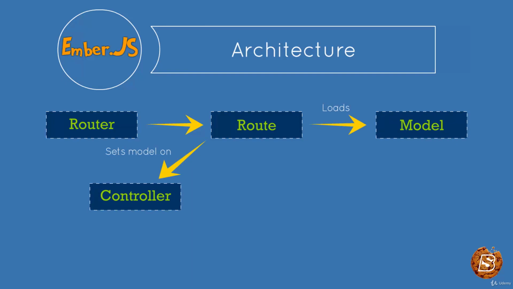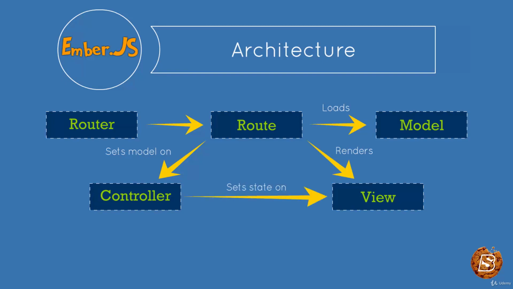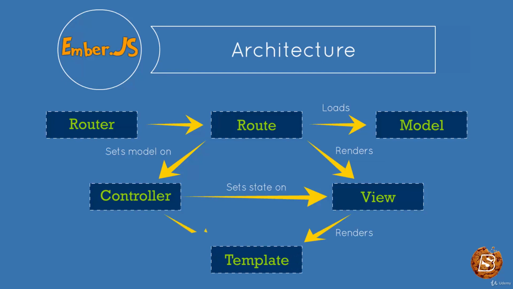The route also is responsible for rendering the view once the controller has got the model, and after that it can set states on view, and the view is then responsible to render the associated template, or the controller can by default, based on the naming convention, find a related template and render that. So that's the whole crux of it. And now let's understand what exactly these components are.